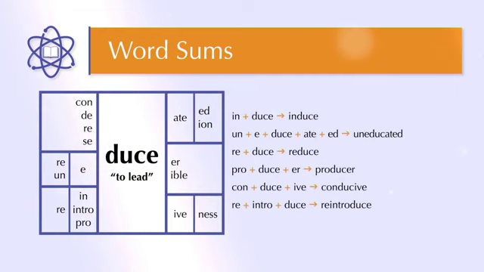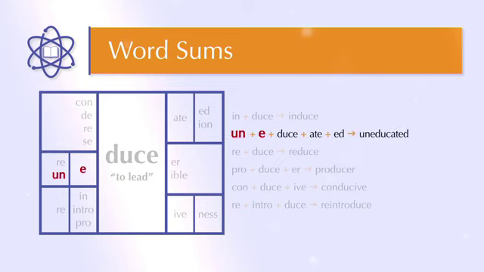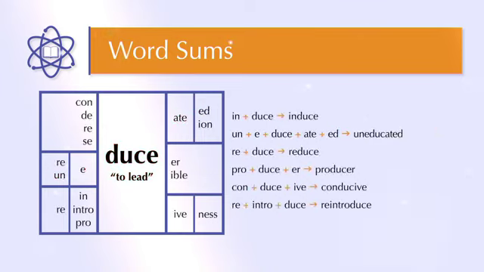Over to the right, you can see these word sums. Prefix IN added to the base DUCE gives you induce. Prefix UN, prefix E attached to the base DUCE with suffixes ATE and ED give you uneducated. These word sums allow students to see the parts that go into building a word's meaning.